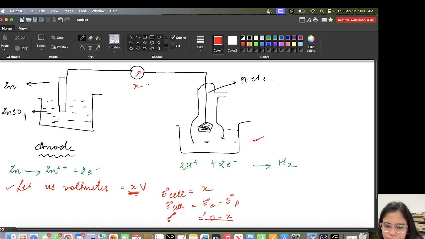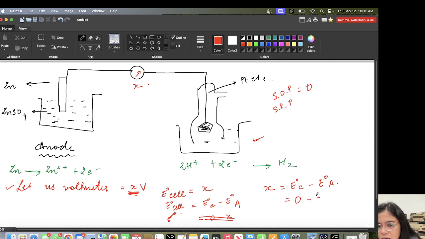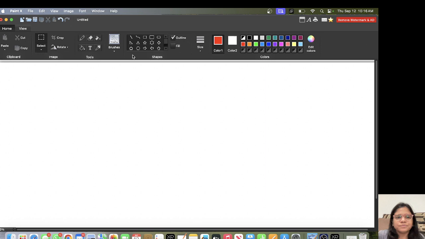So E naught cell value you know is your X. What is your E naught cathode here? E naught cathode is 0, right? Because standard oxidation potential as well as standard reduction potential is 0 for the hydrogen electrode. So 0 minus E naught of anode is equal to X. So what is the E naught value of the anode, zinc? E naught of zinc is minus X. This is how we find the electrode potential of all the electrodes from the standard hydrogen electrode. Now we'll do just 2 questions and wrap up this video.